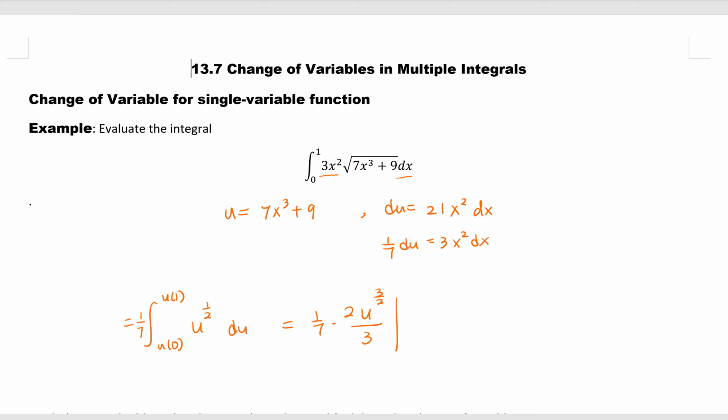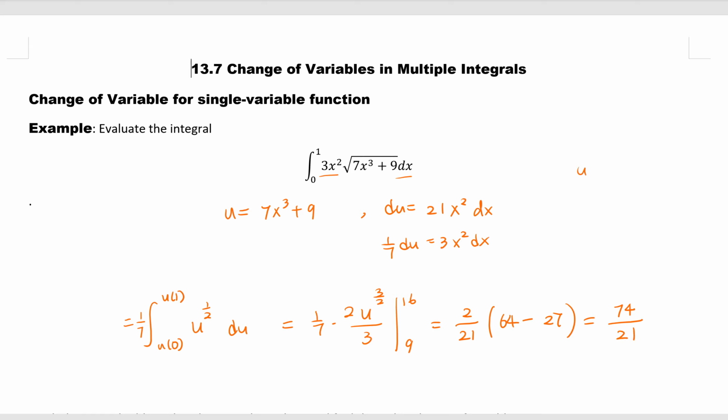So when we plug in u of 0, 0 plus 9 is 9. U of 1, when we plug in 1, 7 plus 9 is 16. Okay, so this is 2 over 21, and then we plug in 16 first. Square root of 16 is 4. 4 cubed is 64. Then we plug in 9. Square root of 9 is 3. 3 cubed is 27. Okay, and so our final answer is 74 over 21.